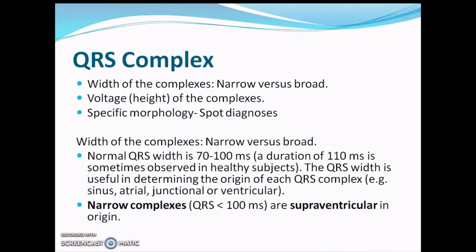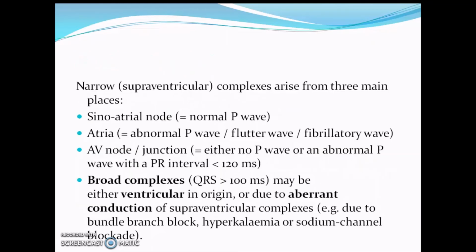Next is coming to the QRS complexes. So in the QRS complex, you need to concentrate on three things: the width of the complex, whether it is narrow or broad, the voltage of the complex, and any specific morphology of the QRS complex. So what is the normal QRS width? Normal QRS width is 70 to 100 milliseconds, but sometimes up to 110 milliseconds is acceptable in healthy subjects. A normal QRS complex indicates it is of supraventricular origin.